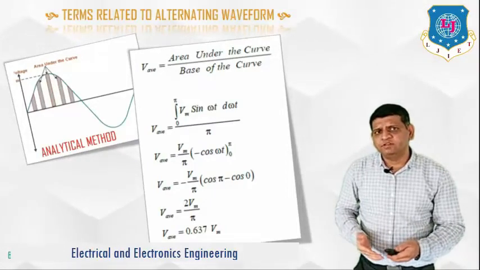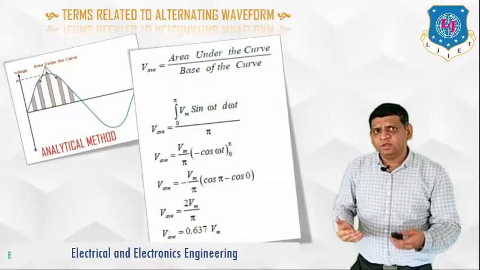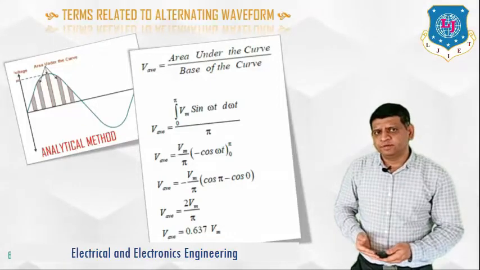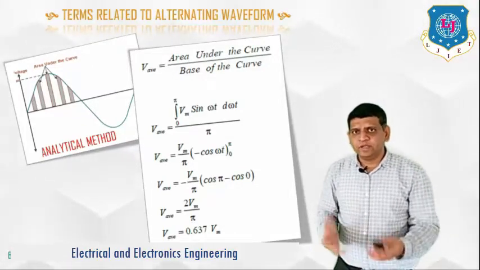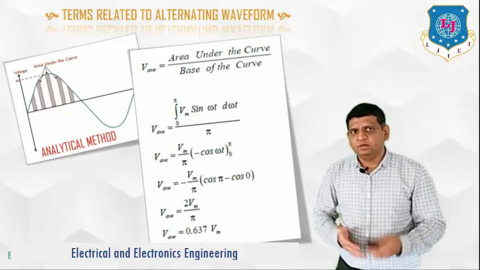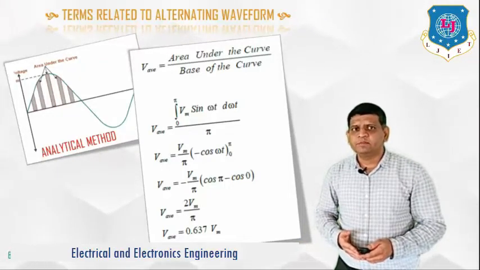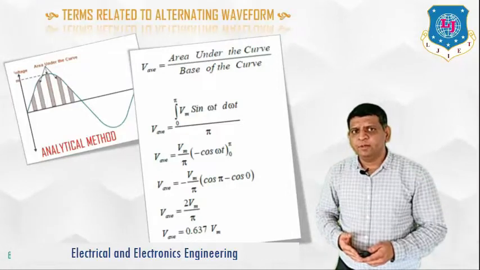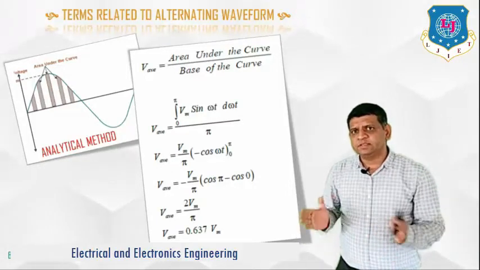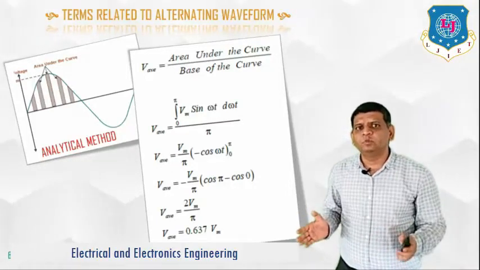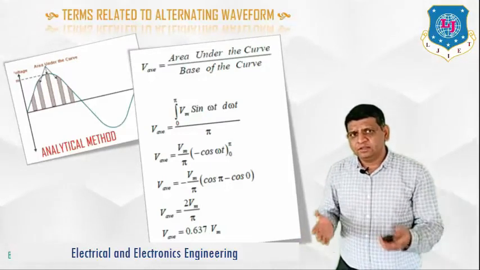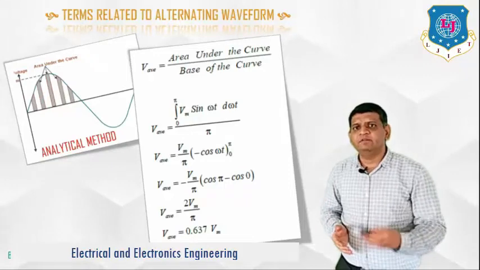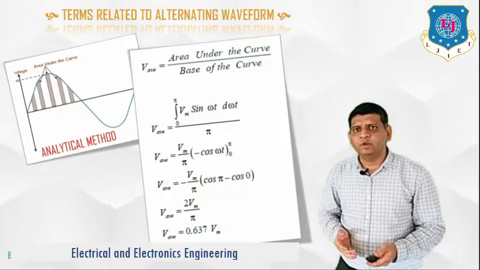So here the V average value is nothing but the area under the curve divided by the base of the curve, right? So from this you will find the V average value is from 0 to pi, because we are taking only from 0 to 180 degrees. So from 0 to pi, Vm sin omega t d omega t divided by pi, right? So we are taking the samples from only 0 to pi. Once you integrate this particular equation, finally you will find the average value is nothing but 0.637 times Vm.